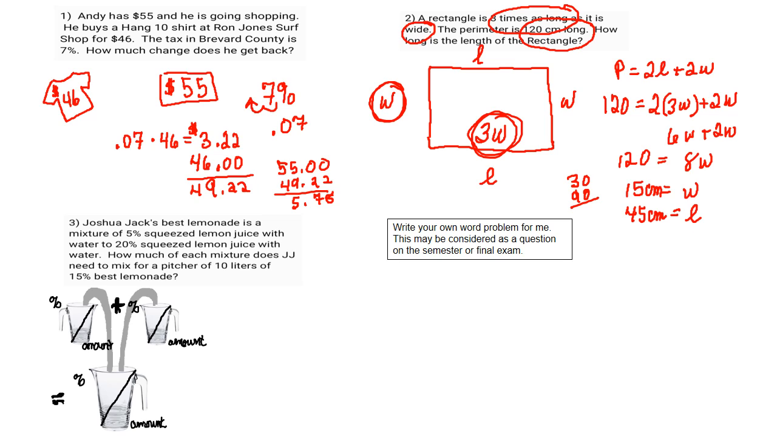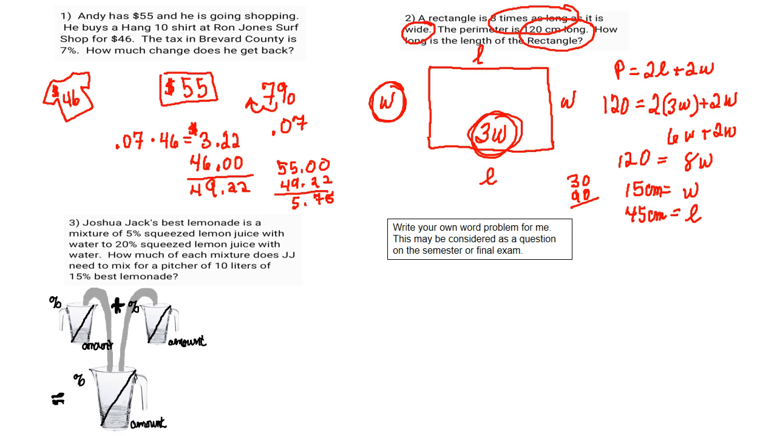So Joshua Jack's best lemonade is a mixture of 5% squeezed lemon juice with water and 20% squeezed lemon juice with water. How much of each mixture does JJ need to mix for a pitcher of 10 liters of his best 15% lemonade? All right, again, 2 parts. You've got a pitcher, you're making a big pitcher. And that's not drawing a pitcher, but a pitcher that holds lemonade.